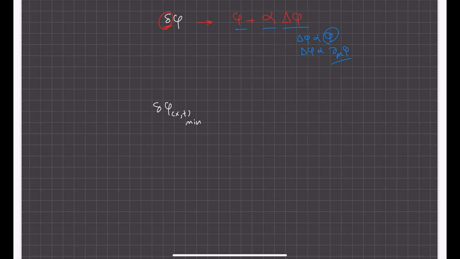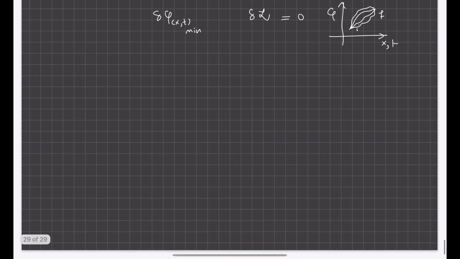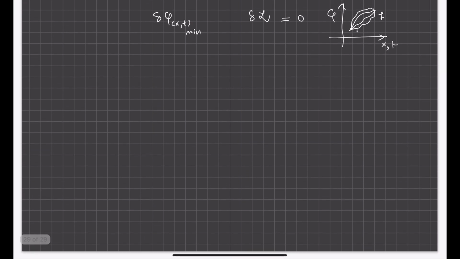If I have delta phi, my delta Lagrangian should be 0, which means my Lagrangian should be at the extremum points of those functions. Imagine this is phi, and this is x t, and this is initial and final. Imagine these are all trajectories that are allowed. I just want to see how to derive this Euler-Lagrange equation from this principle: that if I use delta phi, the delta Lagrangian is 0.